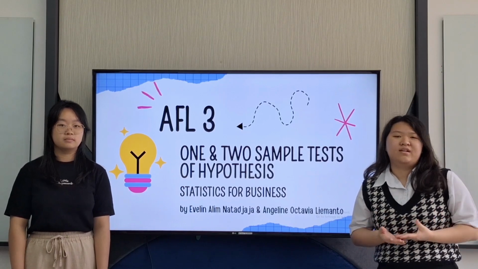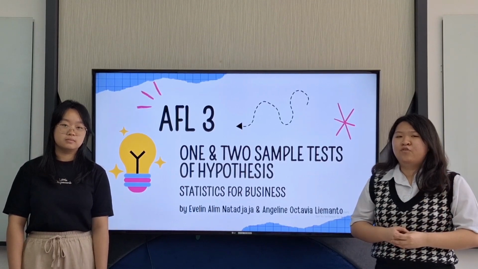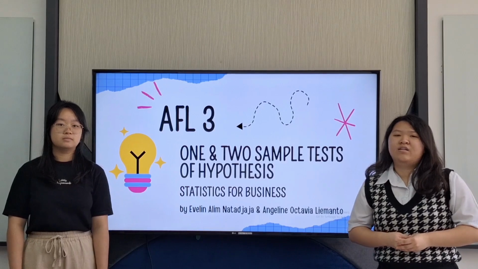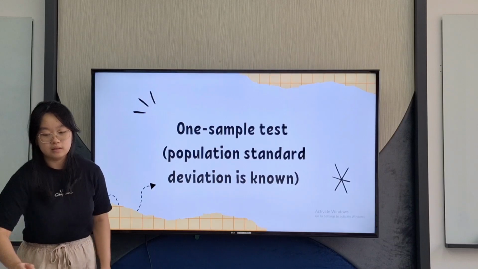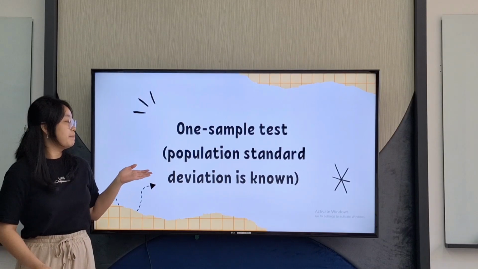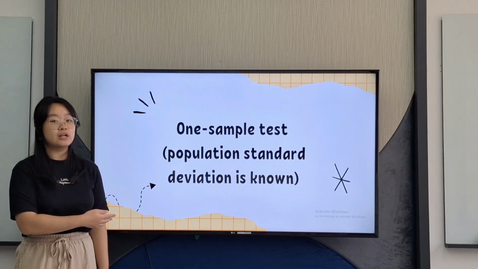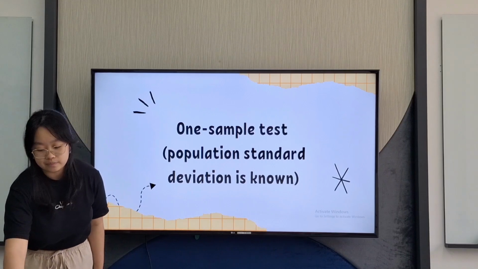And now we will present 5 different cases from Chat-PDF and explain the solution. Starting from the first case, it is about one sample test where population standard deviation is known.